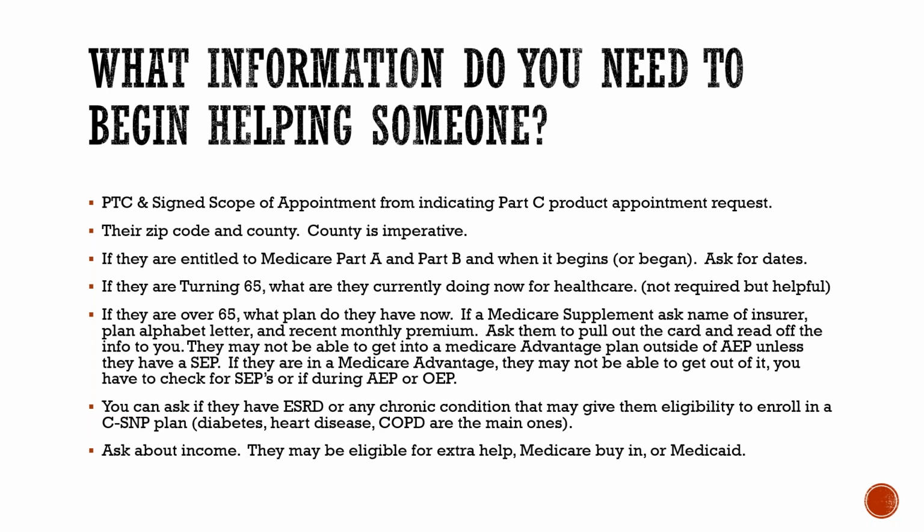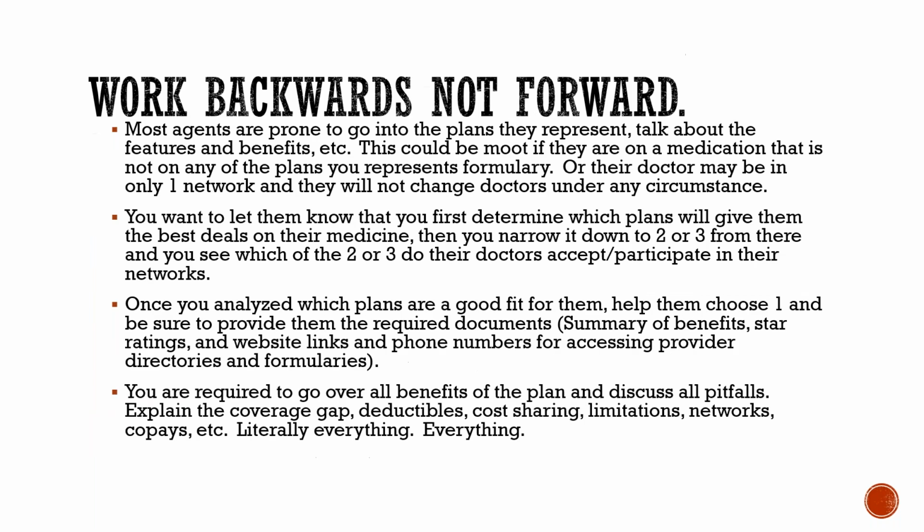You can ask them if they have end-stage renal disease or any other chronic condition that may give them eligibility to enroll in a C-SNP plan. Most common ones are diabetes, heart disease, COPD, and those are the main ones. And then you can ask about their income. They might be eligible if they're not already qualified for extra help, Medicare buy-in, or Medicaid. But this particular module is going to just look at how you find particular types of plans.